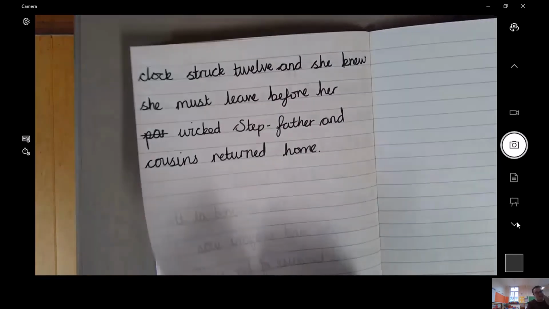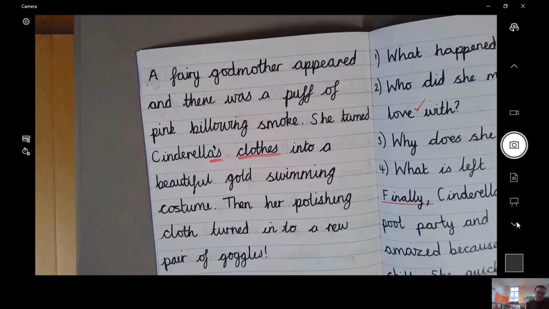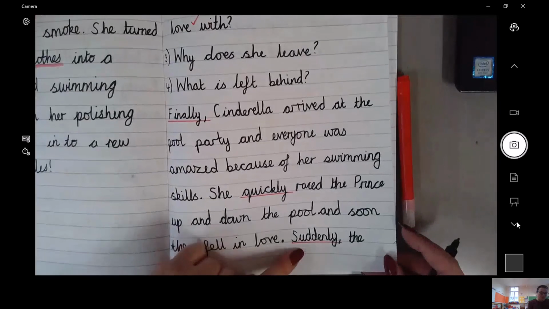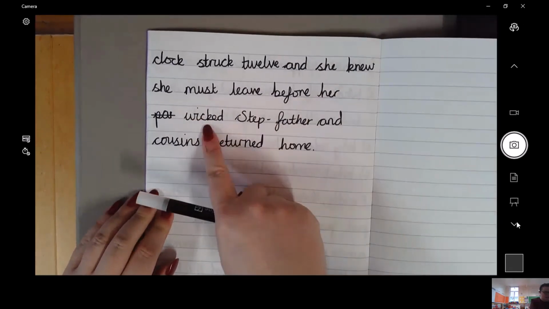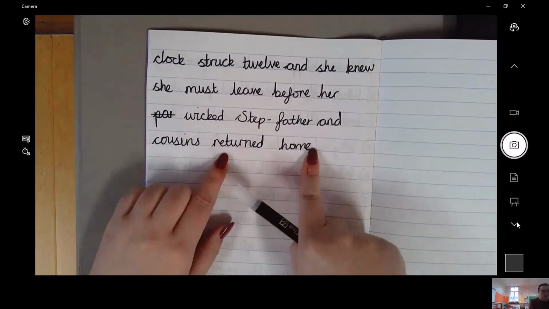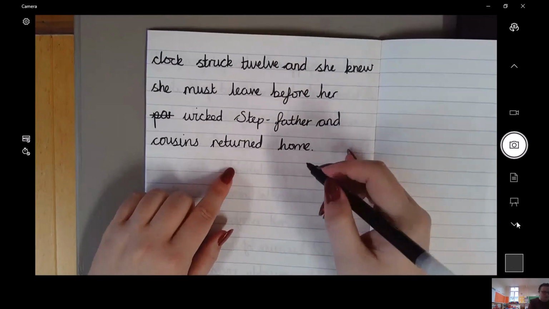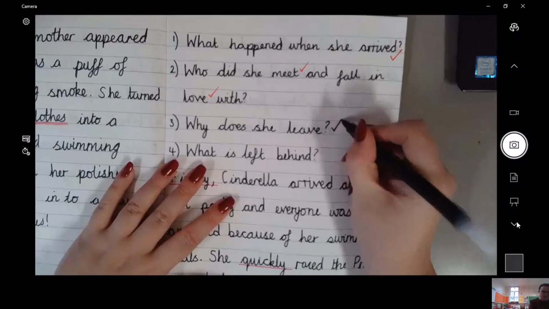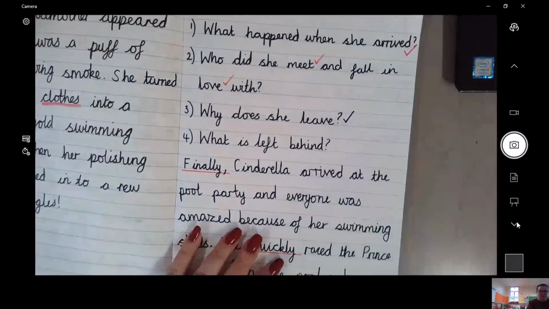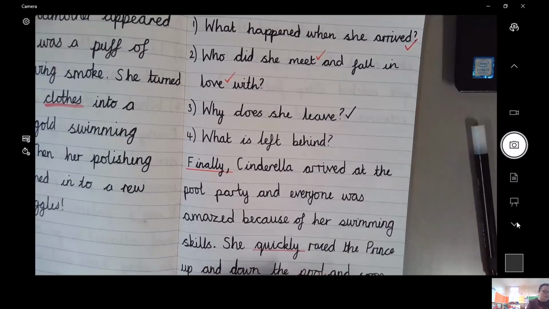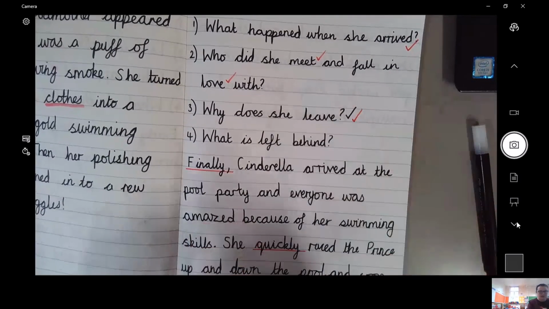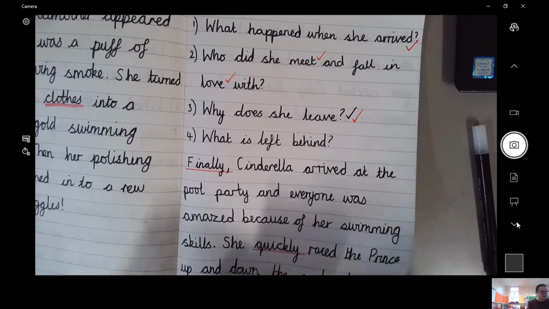Let's read it through to make sure it makes sense. Suddenly, the clock struck 12, and she knew she must leave before her wicked stepfather and cousins returned home. Full stop. Why does she leave? Because she has to be back before her family arrive. What's my last question? What is left behind? What is she going to leave behind so that the prince can find her?